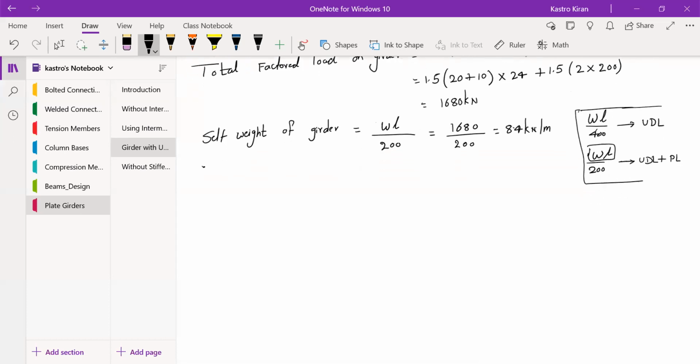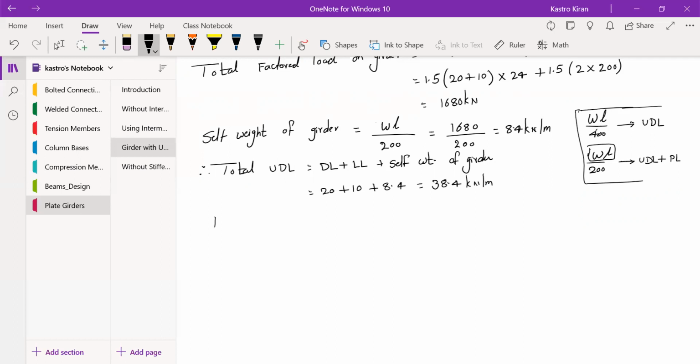So therefore, total uniformly distributed load equals dead load plus live load plus self weight of girder. What is the dead load intensity? It is 20, live load intensity is 10 and self weight of plate girder is 8.4, which will give you 38.4 kilonewtons per meter. This is the total uniformly distributed load which is acting on the girder.